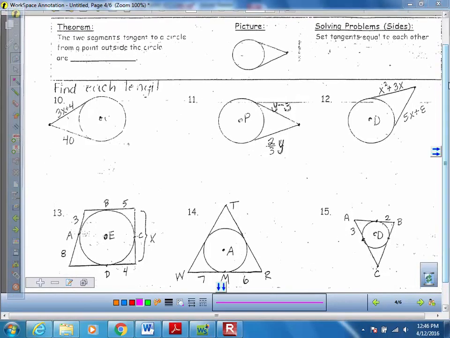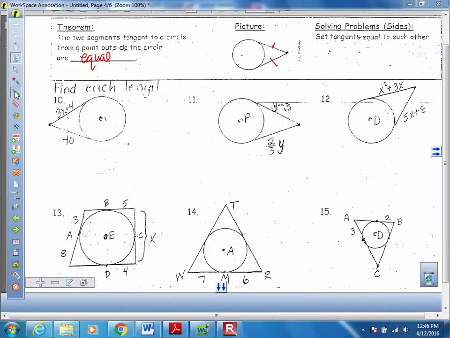Okay, so what you want to know about tangent lines: if there's two tangent lines, the two segments tangent to a circle from a point outside the circle are always going to be equal. So that means that this tangent line here is going to be the same as this tangent line here. So the way that we will solve anything that has two tangent lines is we're always going to set those tangents equal to each other.